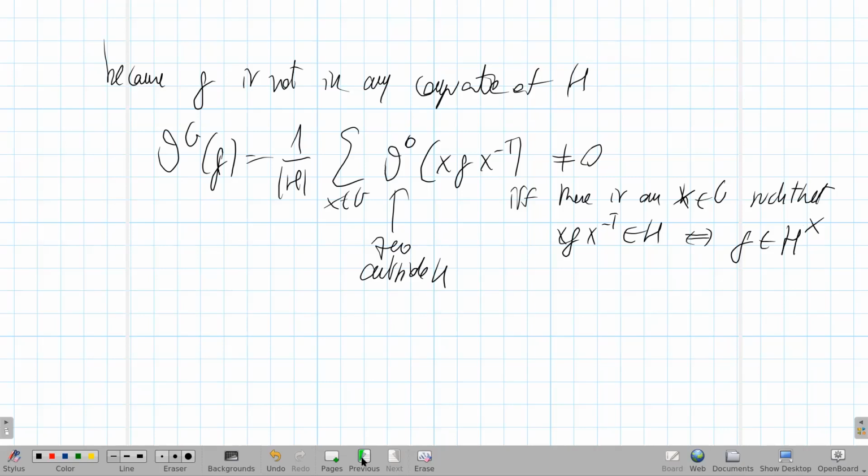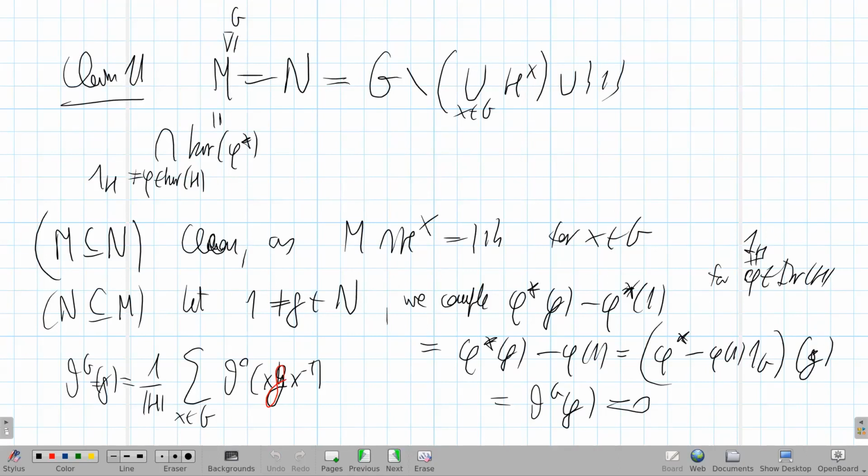But the point is that we have taken an element of N which is different from 1 and which is not in any conjugate. N is what you obtain from G if you take away all conjugates. And so this means that this is 0, because g is not in any conjugate of H. And this ends the proof.